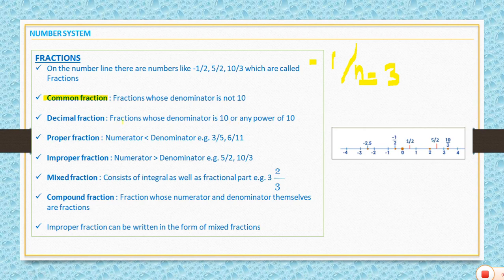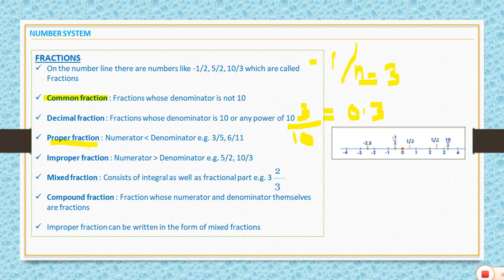बेटा, इनका decimal fractions का denominator 10 होना चाहिए. क्यों? Let's see. For example, let's take 3 by 10. It can be written as 0.3, right? Now this 0.3 is a decimal number. So decimal fractions can be converted into decimal numbers. Such fractions which can be converted into decimal form are known as decimal fractions. Understood?